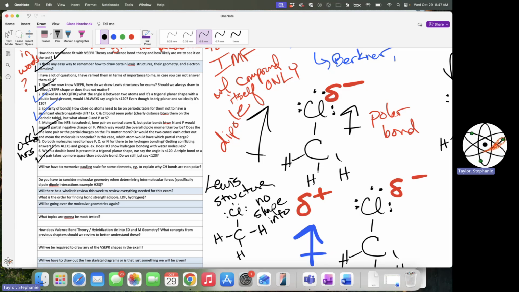Well, do we have to memorize the Pauling scale? No, do not memorize the electronegativity scale. We've done that one. Do we have to consider molecular geometry when determining intermolecular forces?